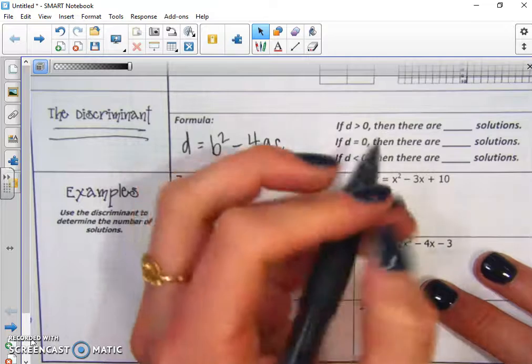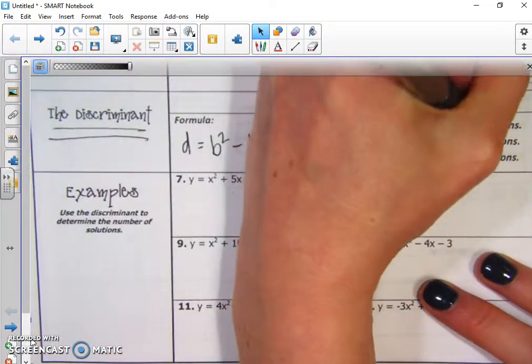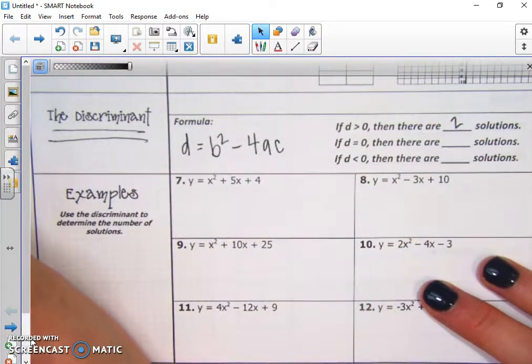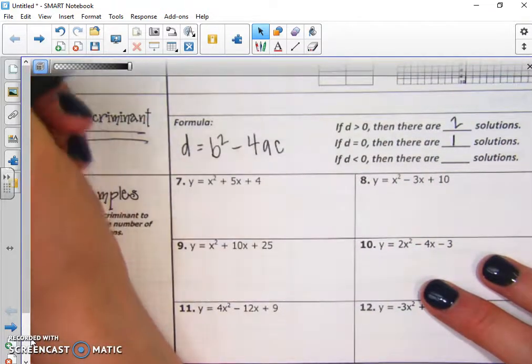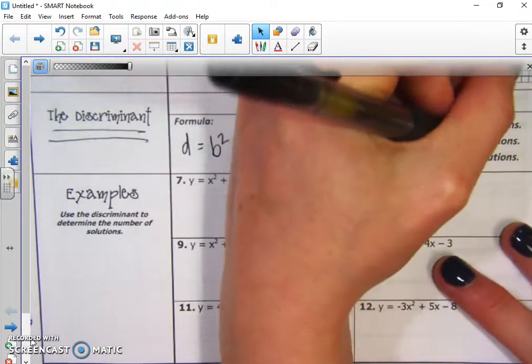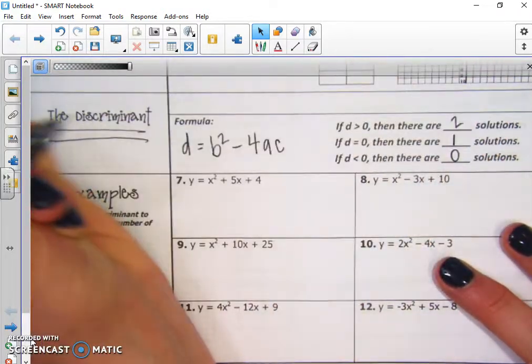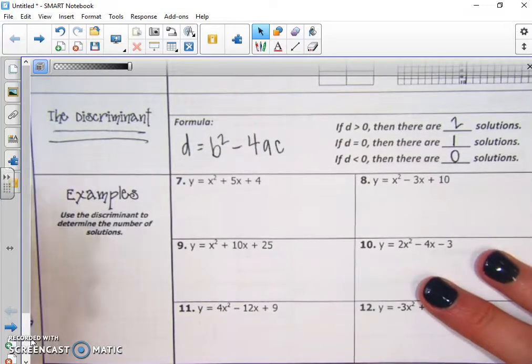Once we plug in these values and we find a value for D, here are three answers. If D is greater than 0, that means that the quadratic equation has 2 solutions. If D is equal to 0, it means that there's 1 solution. If D is less than 0, then there are 0 solutions. There's no solutions. So we'll see how this works.